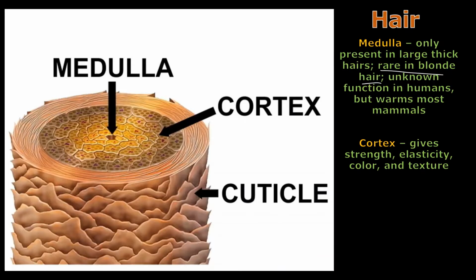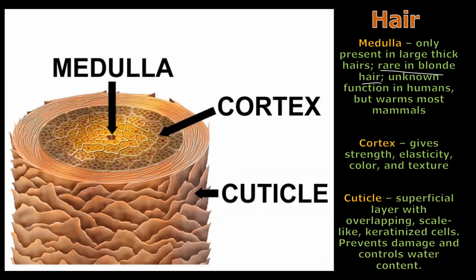The cortex is the meat of the hair, if you want to call it that. It's going to give the strength and the elasticity. The texture of your hair is determined by the cortical structure, and the color is also determined by the amount of melanin in the cortex.